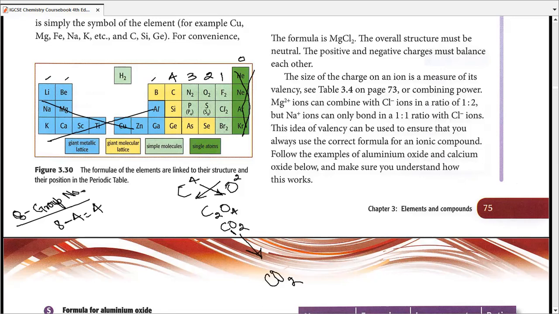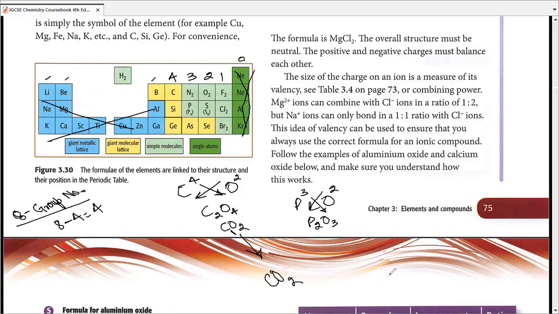Let's try something different. Phosphorus is going to react with oxygen. So the number on top of phosphorus is 3 and 2 on oxygen. So cross multiplying it, the answer would be P2O3. Great. Easy, right?